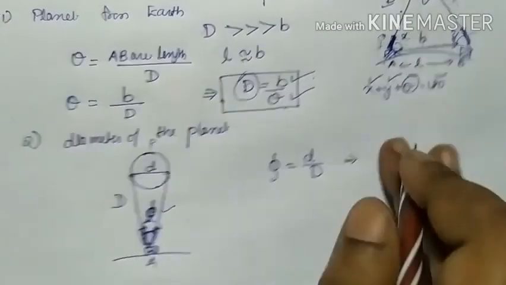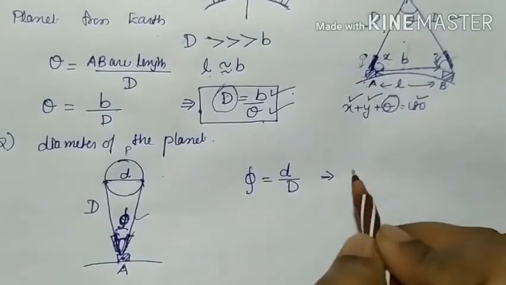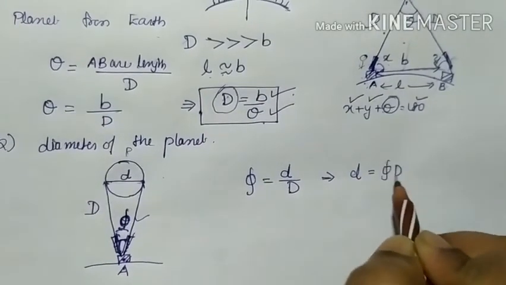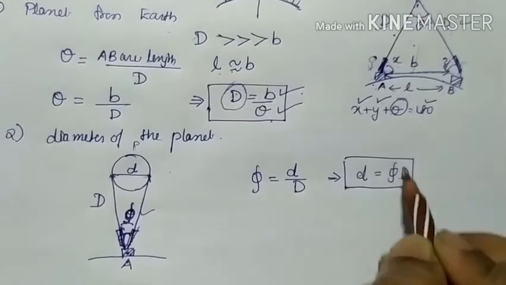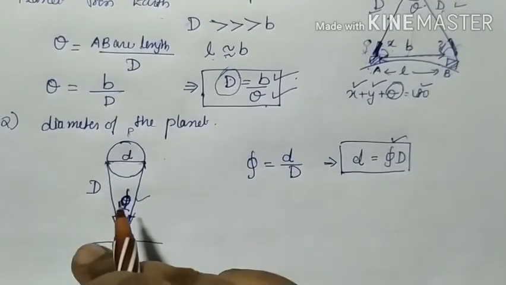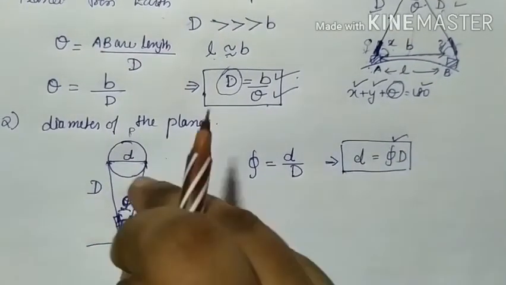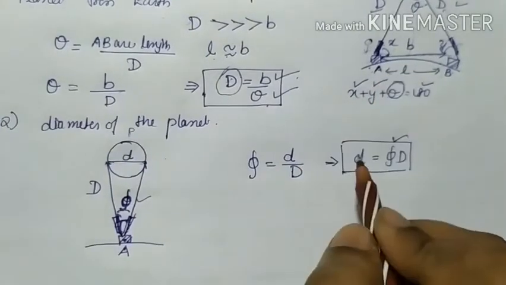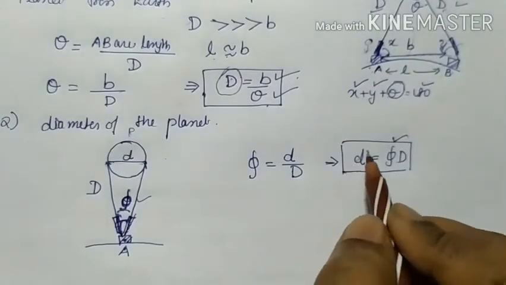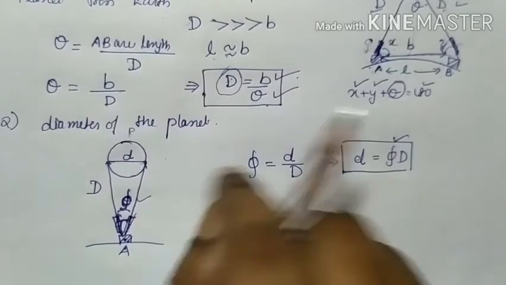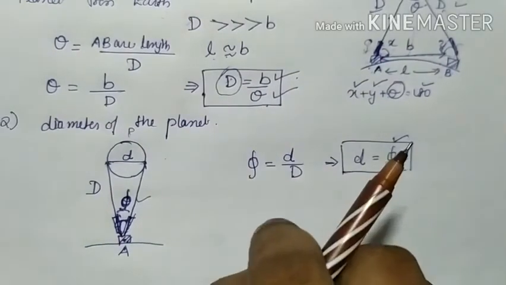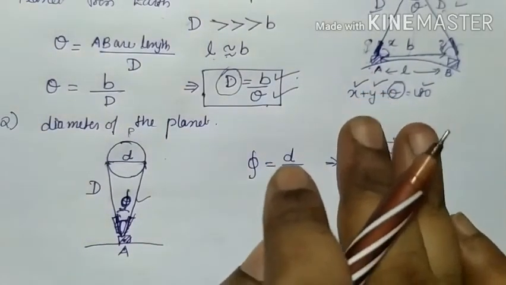Or I can say, you are asked to find small d, that is equal to phi into D. Phi I can measure, I told you before how it is done. Capital D is found by the earlier process. So I can find the value of the diameter of the same planet using the parallax method. I hope this is clear.